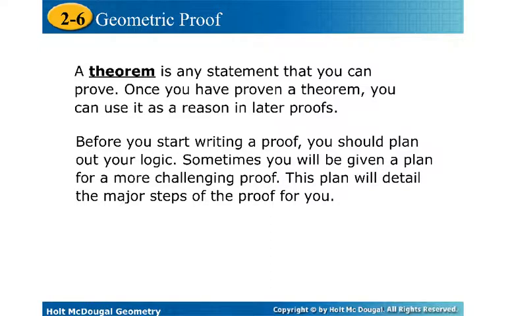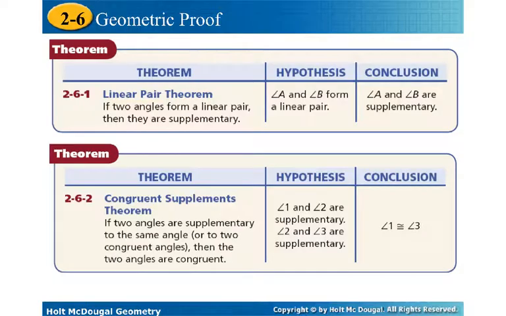Before you start writing a proof, you should plan out your logic, okay? So it is a good idea to kind of know where you're going before you start going, right? It's kind of like having a map or having your GPS working before you leave. So sometimes you will be given a plan for more challenging proofs. So sometimes one of the columns might be filled in, like we saw on our previous assignment. This plan will detail the major steps of the proof, and you get to fill in kind of those reasons why it makes sense.